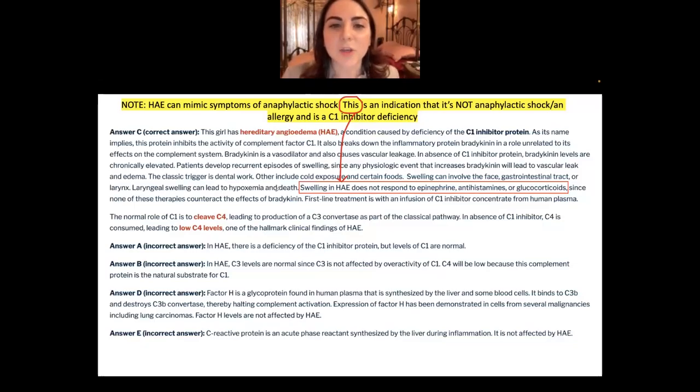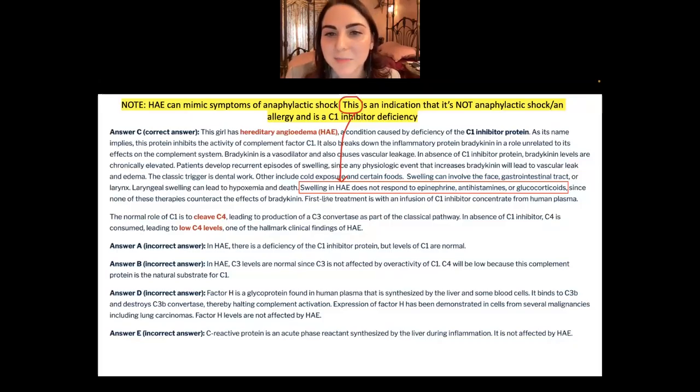But if you're the physician on call and you think they're having an anaphylactic reaction, and then you try to give epinephrine to that patient, a lot of the times the swelling's not going to go down. And that's another indication that it's not an allergic reaction, it's not anaphylactic shock, it's actually hereditary angioedema.